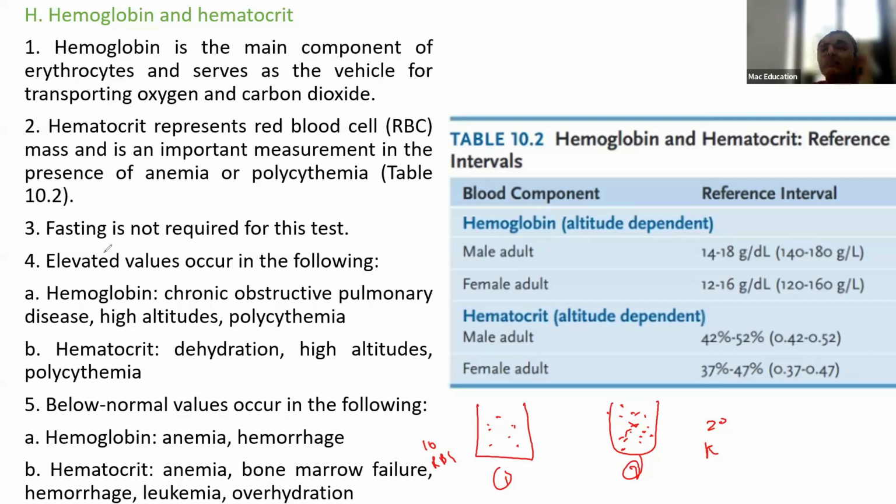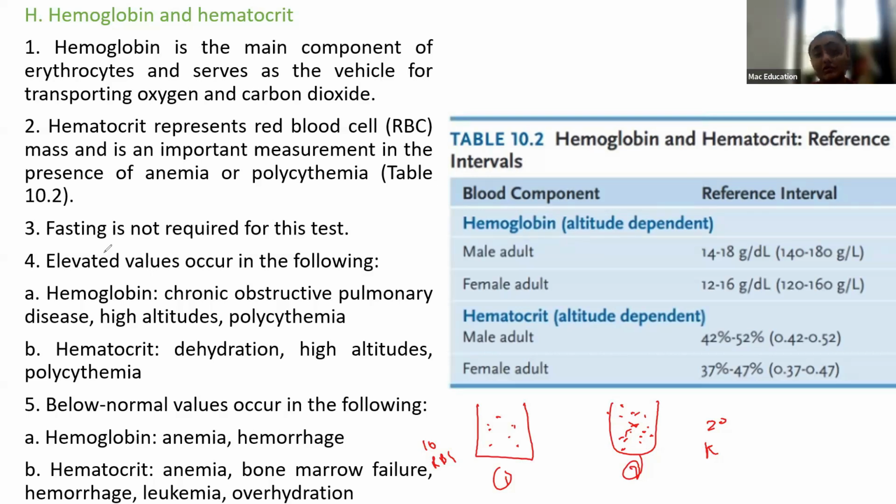Yes, because it is chronic obstructive pulmonary disease. There is a lack of oxygen, so the body will try to produce more RBCs, and again it leads to a high level of HB. High altitudes, which we have already discussed, and polycythemia: all these conditions lead to a high level of hemoglobin.